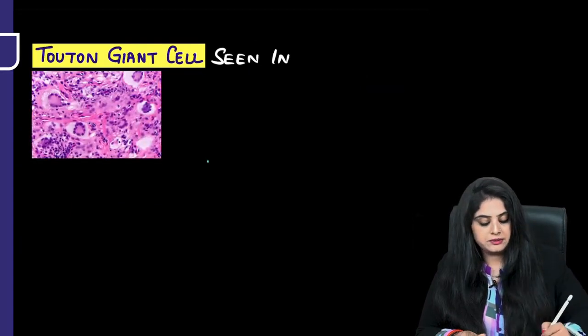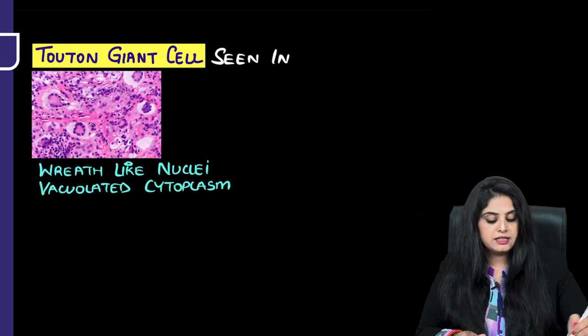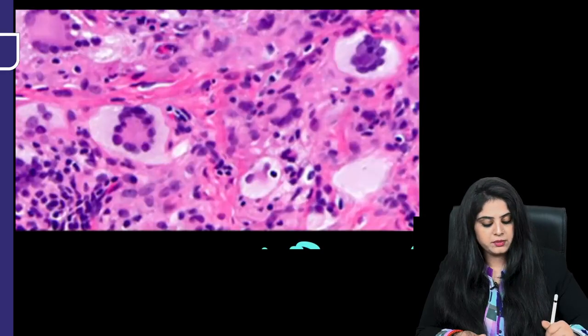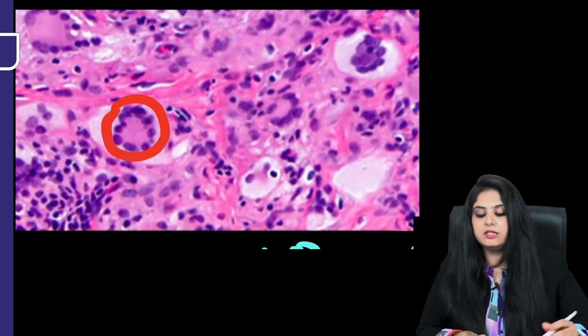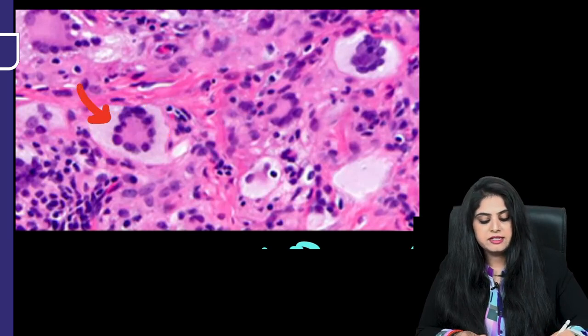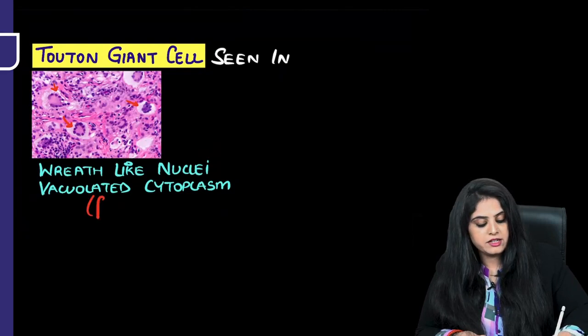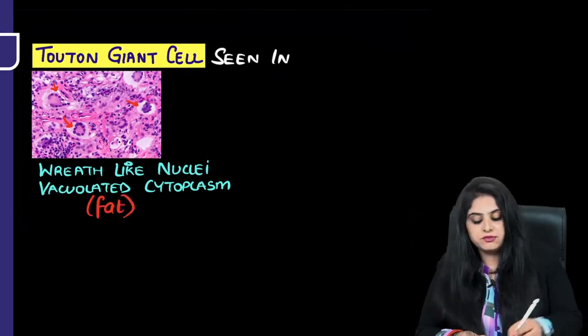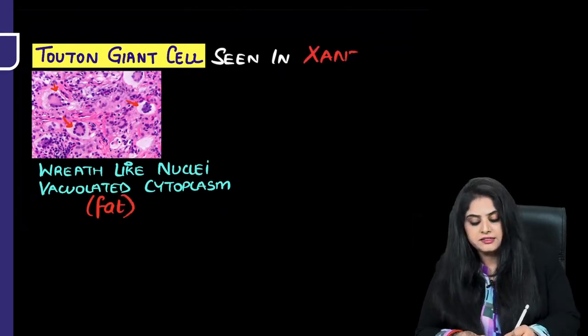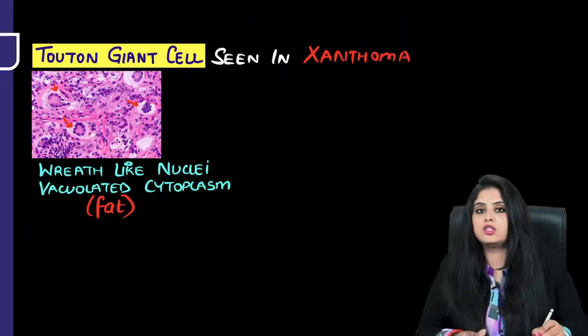Moving on to the next one. If you see the nuclei over here, they are all round, that is, wreath-like. This is the Touton giant cell. Wreath-like nuclei, and if you see the cytoplasm, round, wreath-like nucleus, that's fine. But the cytoplasm is a little whitish, vacuolated. Why? Because it has fat. Vacuolated cytoplasm is there because it has fat. And what is this seen in? All fatty things. Xanthoma. It's seen in all the fat-related disorders. That is Touton giant cell.